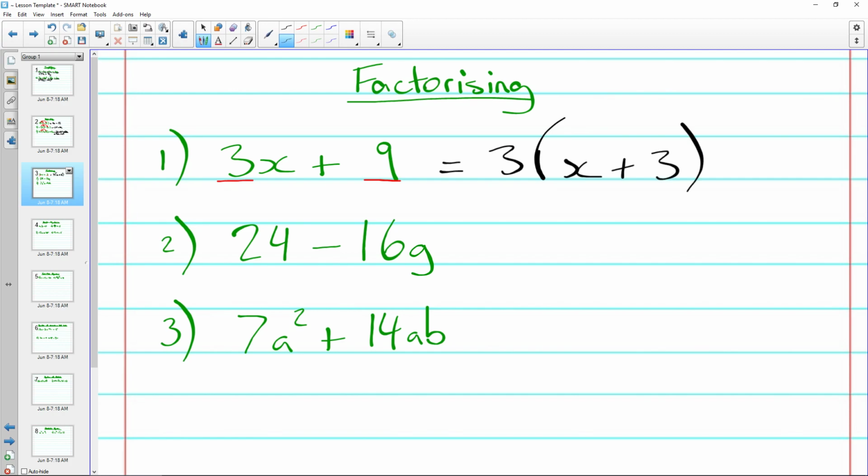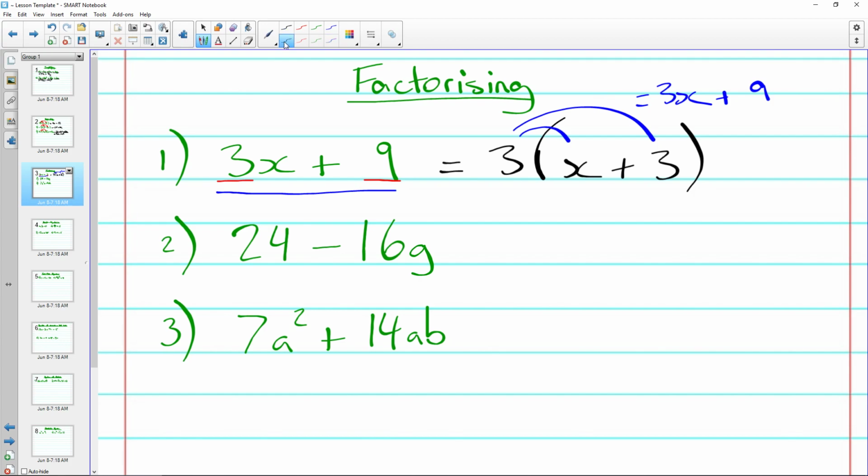And the way you can check if your answer is correct is, since factorizing and expanding are opposites, I can just expand this again. I get 3x, and 3 times 3 gives me 9. What I should end up with is the thing I started with. I started with 3x plus 9, and I ended up with x plus 3, which when I expand it again gives me 3x plus 9. That's a way you can check in your test if your answer is right.